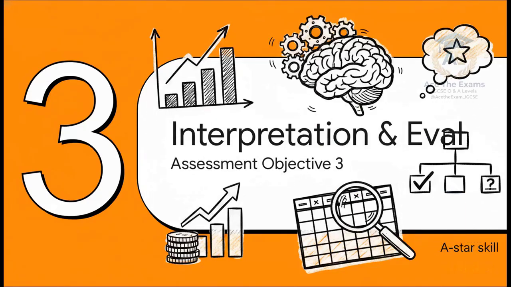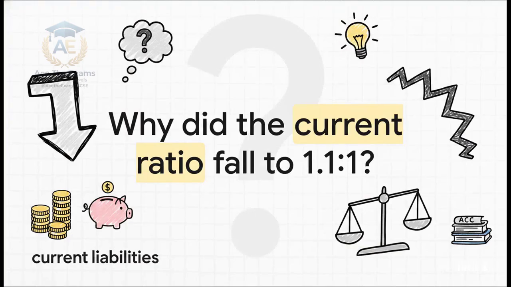All right, let's hit Section 3, Interpretation and Evaluation, focusing on Assessment Objective 3. Let's try a worked example using a very common IGCSE command word, state. So, if a business's current ratio dramatically falls from 2.5 to 1 all the way down to 1.1 to 1, state 3 underlying causes. I want you to go ahead and pause this explainer right now. Let's engage that critical thinking. Jot down your answers before we check the solution together.